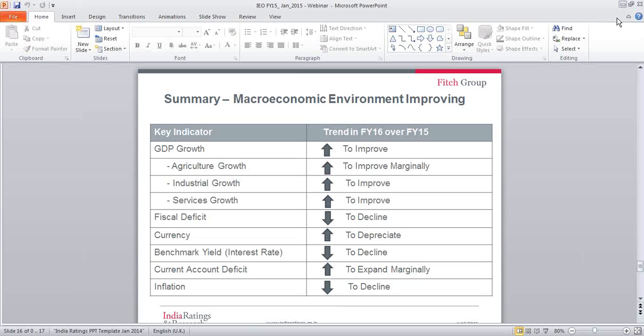The next question here is from Mr. Dilip Panchal. What happens if the Indian government increases borrowing for capital expenditure?